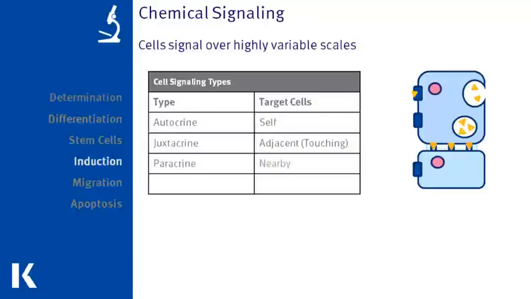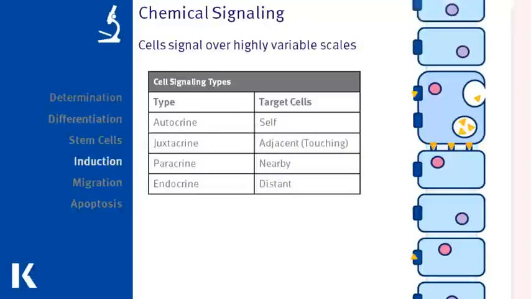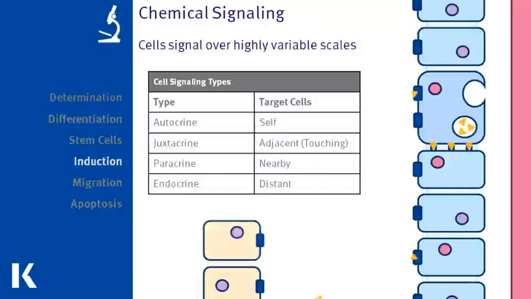Paracrine signaling occurs when a chemical travels a short distance to affect a nearby cell, and our little chemical is going to leave the cell on top and travel all the way down to that fourth cell. Endocrine signaling refers to the longest distance a chemical signal can travel. These chemicals travel via the bloodstream, shown in pink on the right, to affect far-off cells.